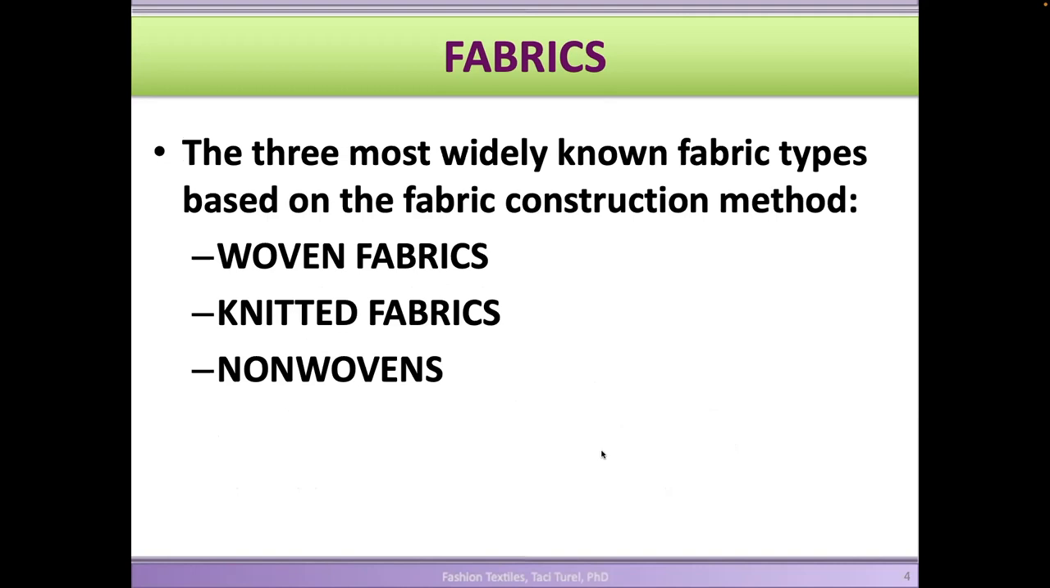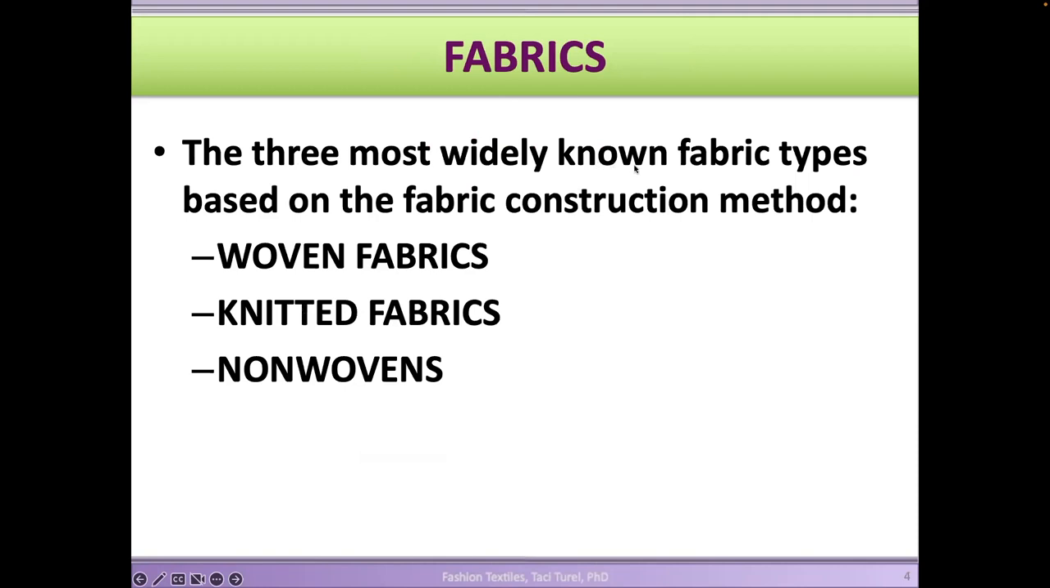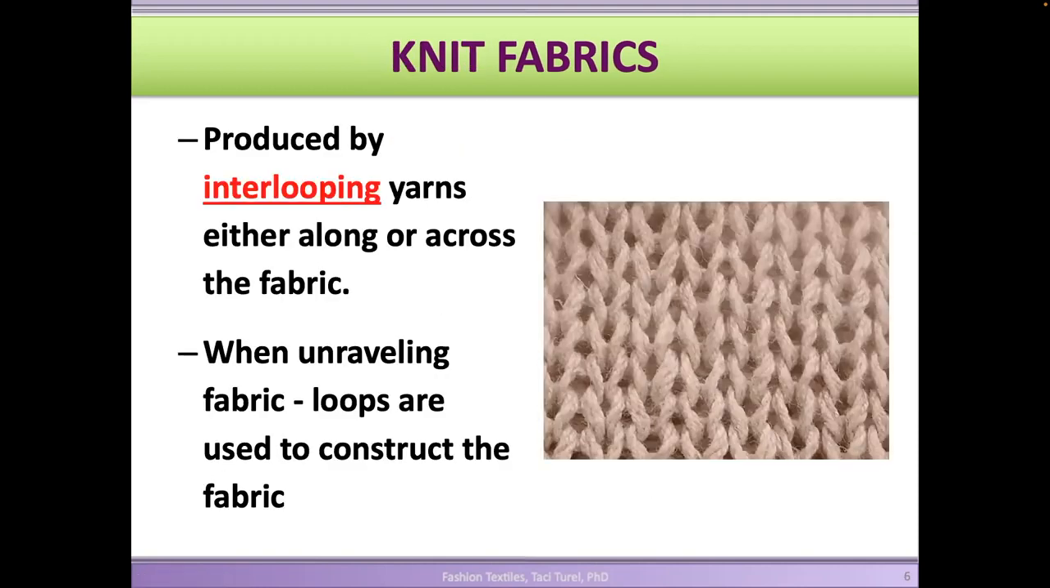The three most common fabric types are woven fabrics, knit fabrics, and non-woven fabrics. Woven fabrics are produced by interlacing yarns. When you look at a woven fabric closely, you can see that there are yarns in this direction, and then there are yarns in that vertical direction, and they interlace with each other. So when you look at the edges of these types of fabrics, they can unravel from both sides. But knit fabrics only have loops because they are making the fabric by interlooping the yarns. And it is a lot harder to unravel this kind of fabric. When you're unraveling, you have to open up the loops, so you can only unravel it from one direction.